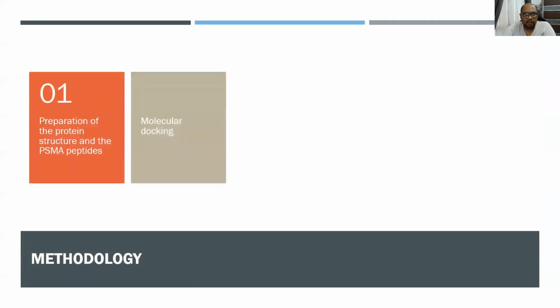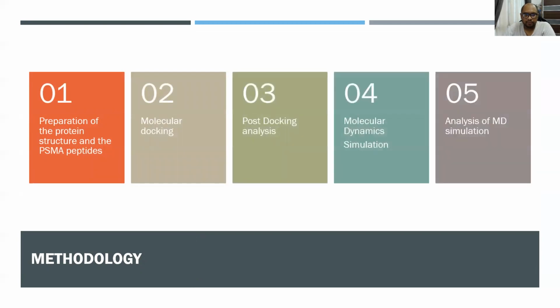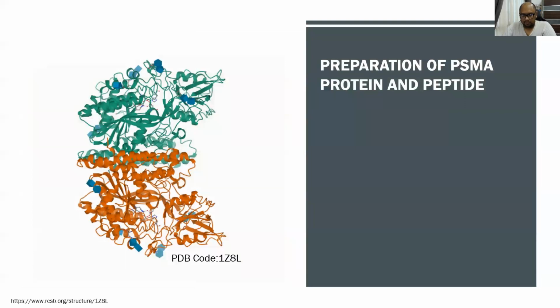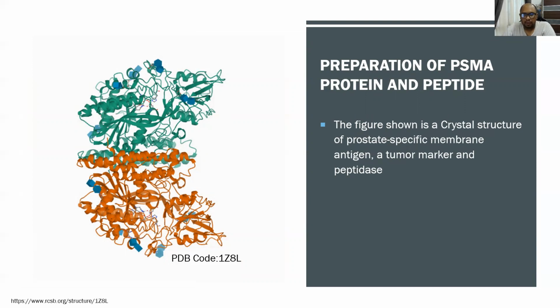Okay, so this is my methodology. This is all I will be explaining in the coming slides. For the preparation of the protein and the peptides, I will download a PDB file from the PDB data bank, and the code for the prostate specific membrane antigen is 1Z8L, which is a crystal structure shown in the figure.